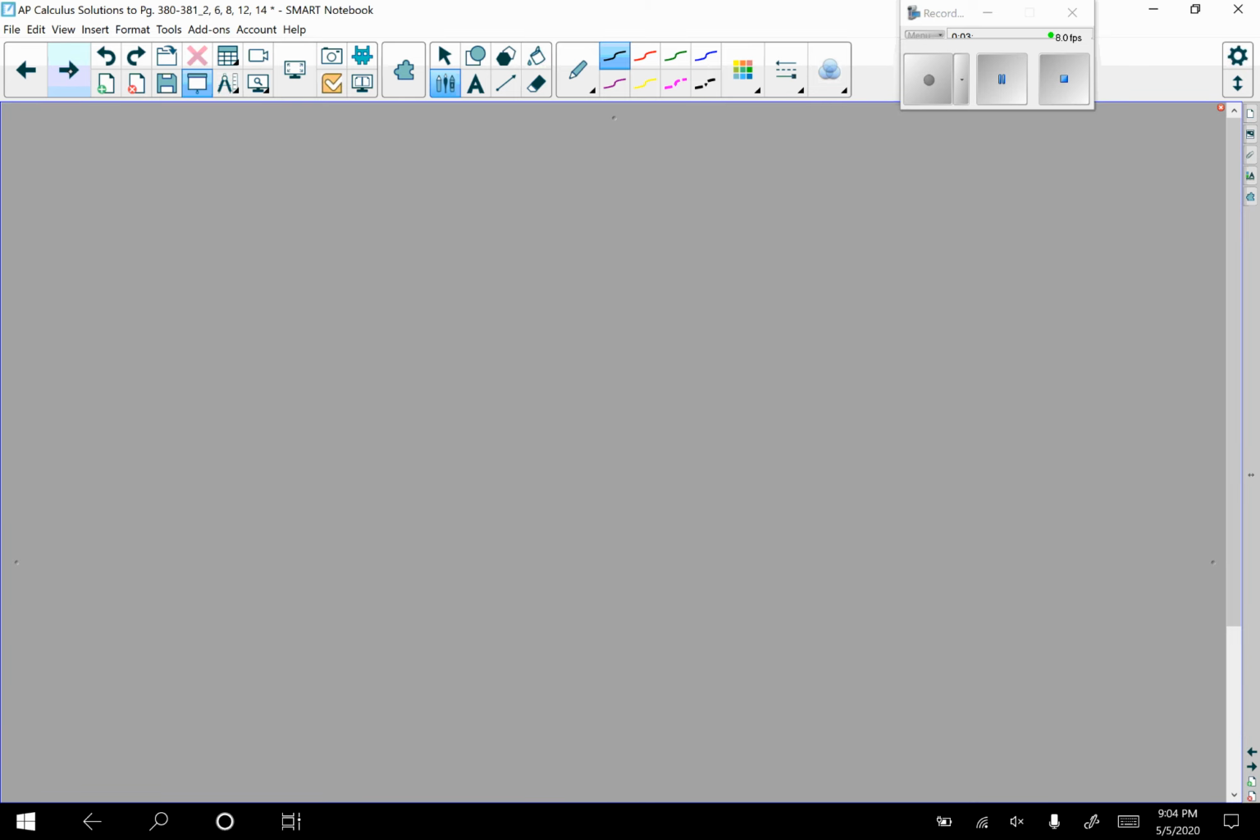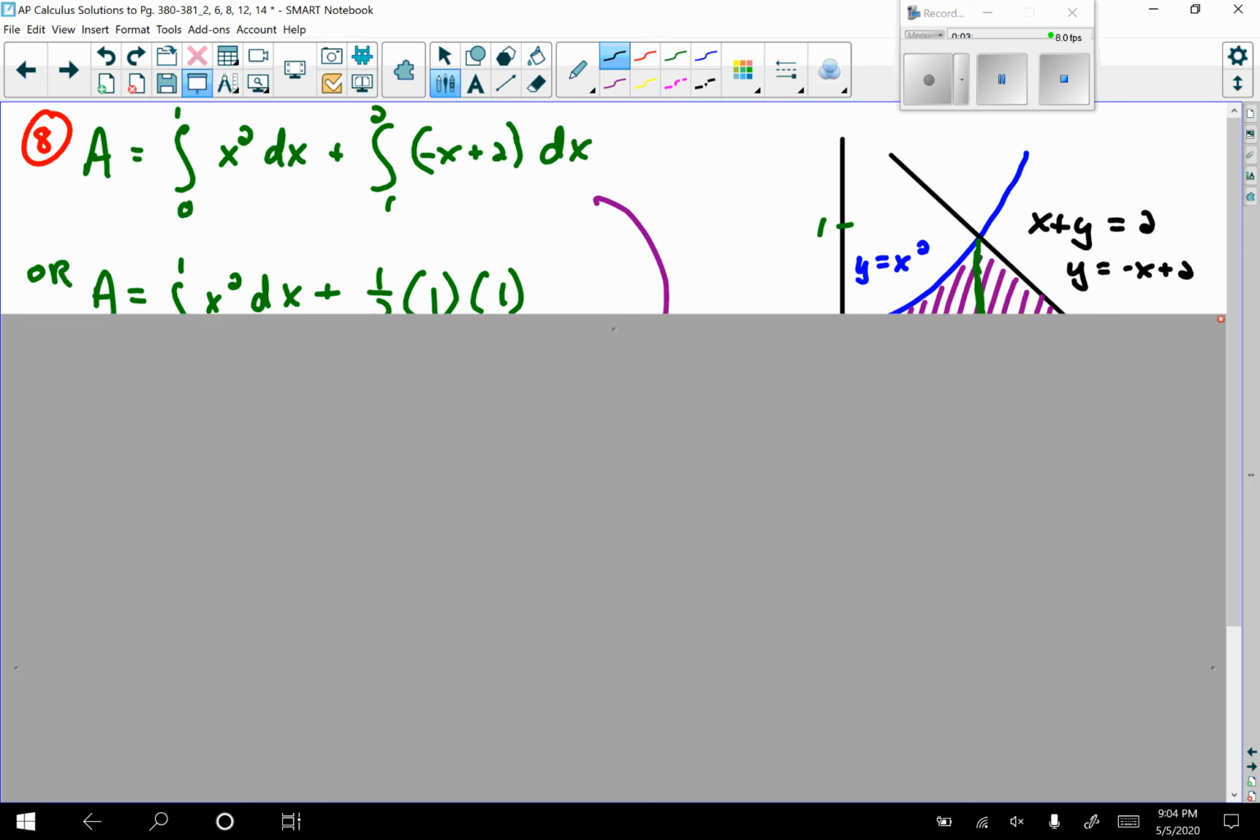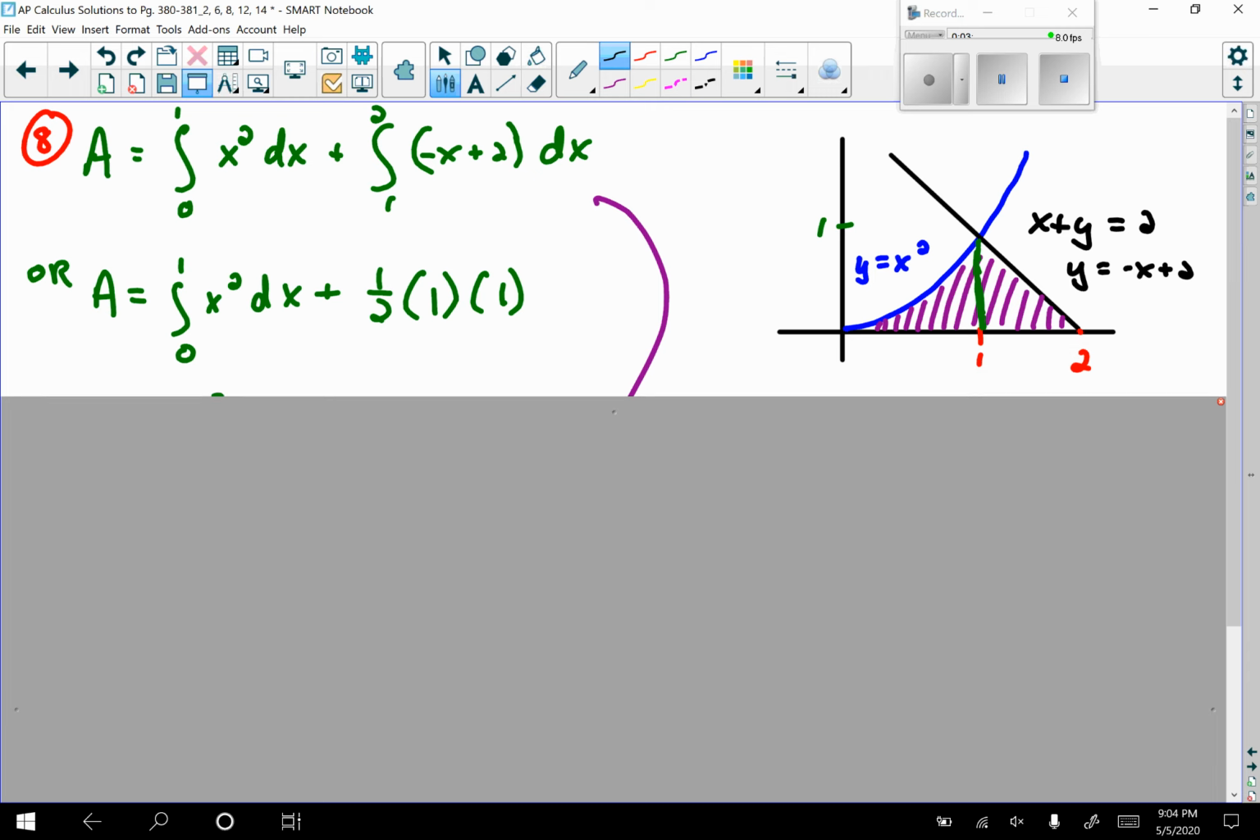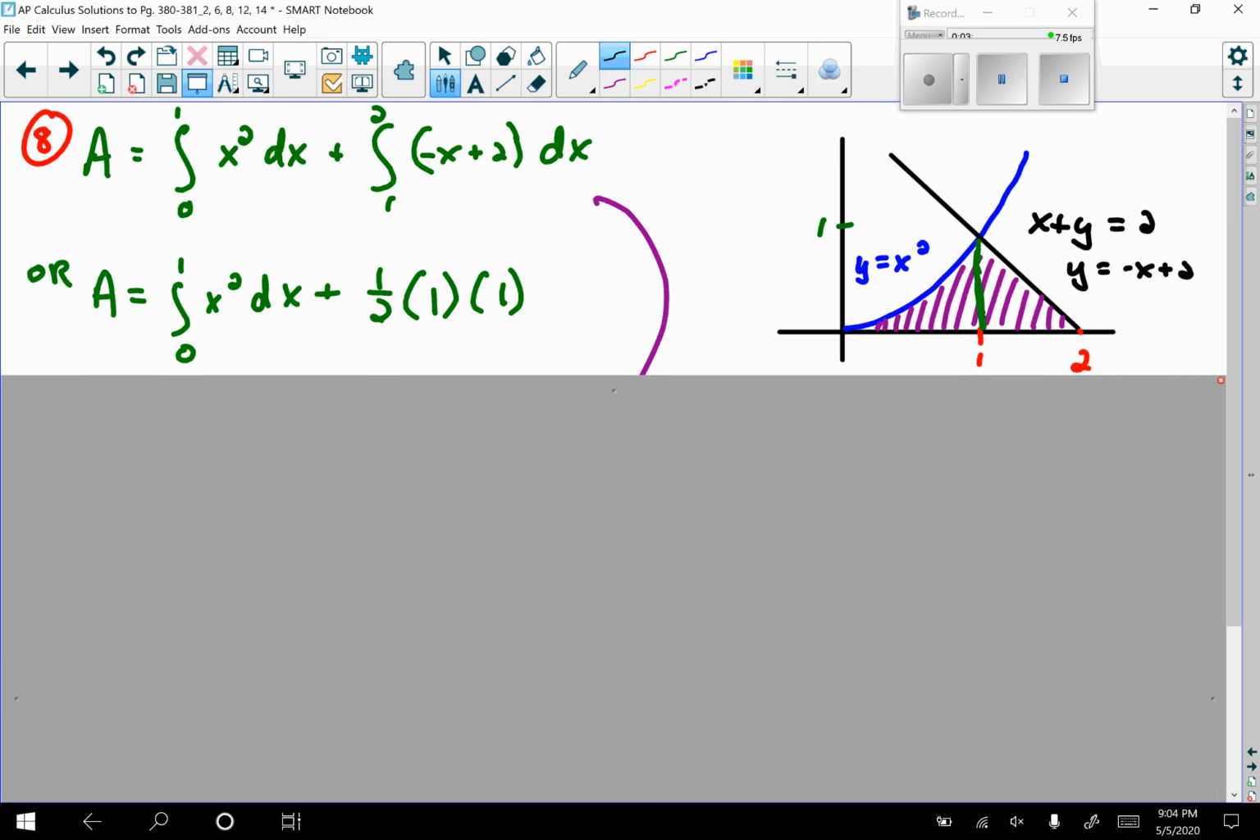All right, now in number 8, this is where we could set this up in a couple different ways, because we're actually dividing our graph, because at one point the graphs change which one is on top, which one is on the bottom. So it changes right at x equals 1. Notice we're going from our curve just down to the x-axis here, where the blue curve y equals x squared is our upper curve, and then it switches after that. And I did just rewrite this, solve for y in terms of x here.